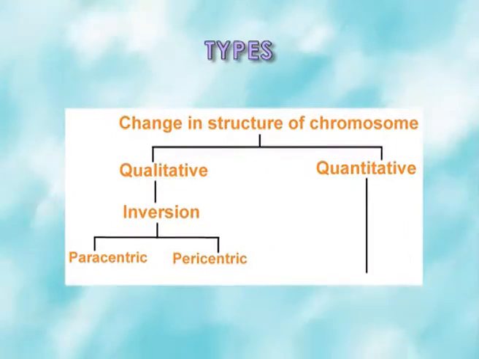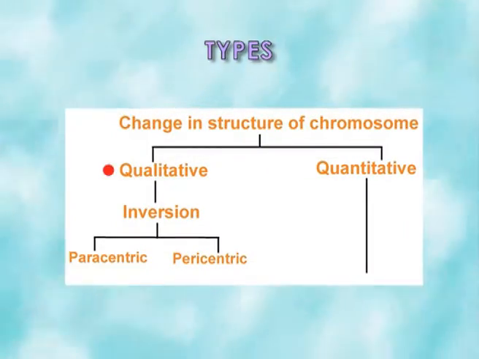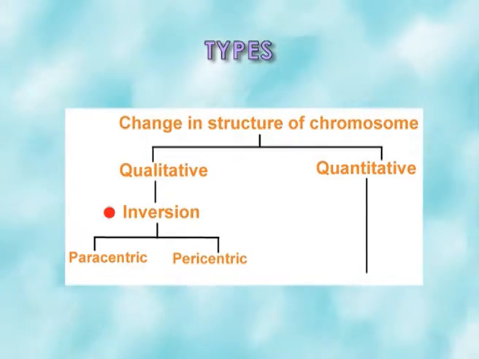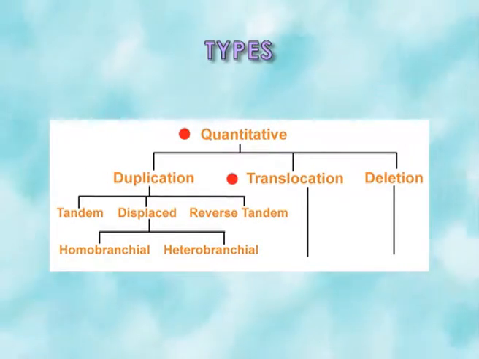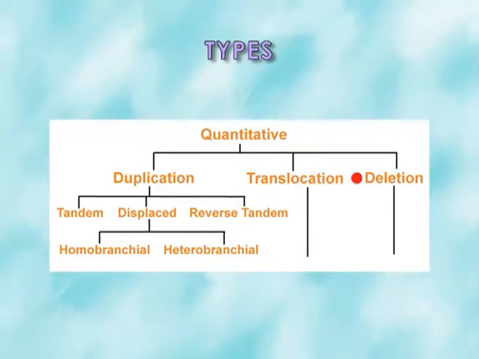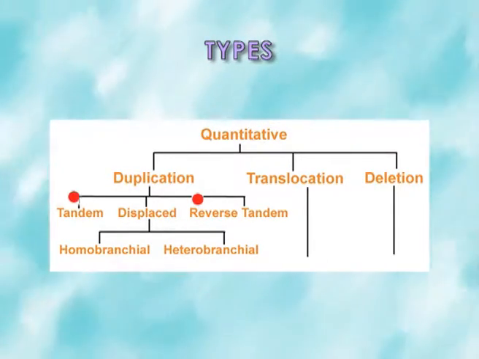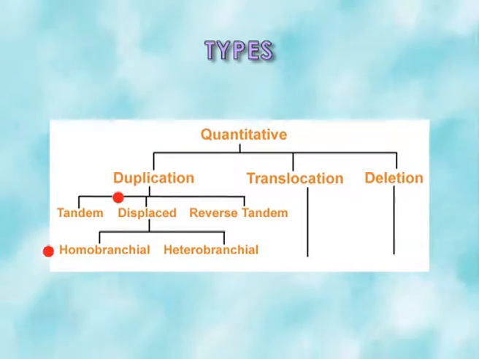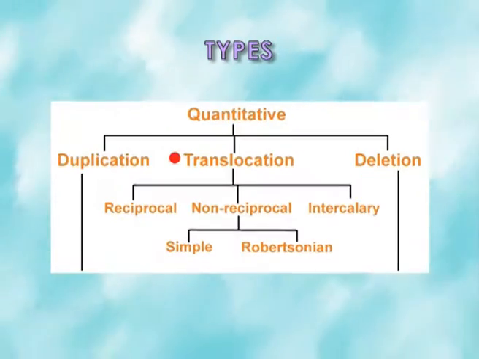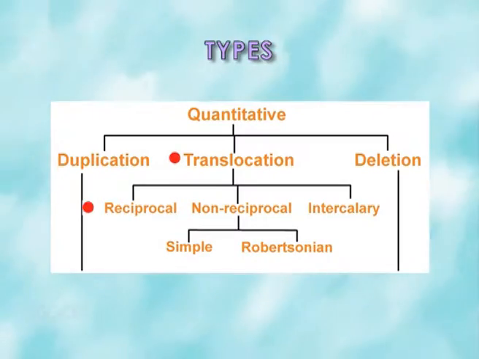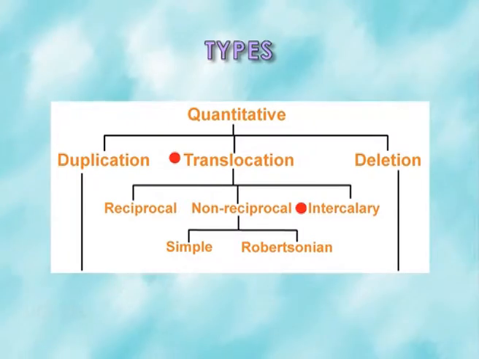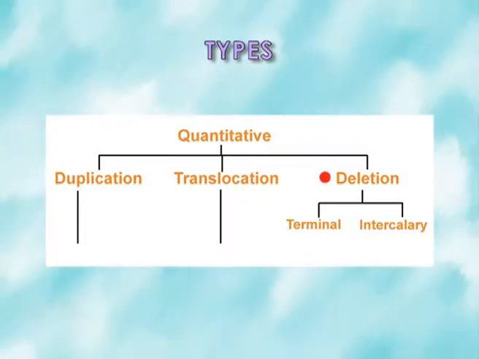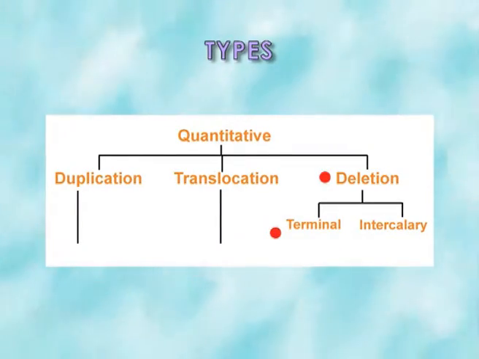Now, types: usually these may be qualitative as well as quantitative. The qualitative includes inversion, which may be paracentric or pericentric. Quantitative includes duplication, translocation as well as deletion. Duplication may be tandem, reverse tandem or displaced. Displaced may be homobranchial or heterobranchial. Translocation may be reciprocal, non-reciprocal or shift or intercalary. Non-reciprocal may be simple or Robertsonian. Deletion, again, may be terminal or intercalary.